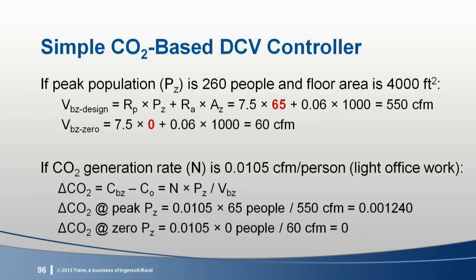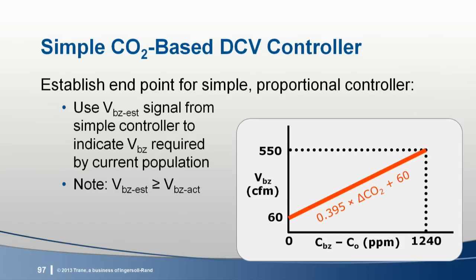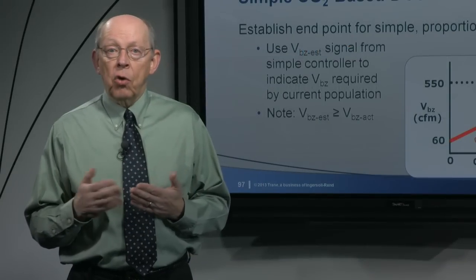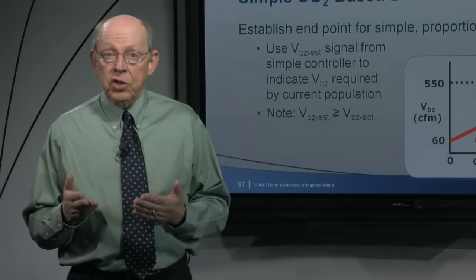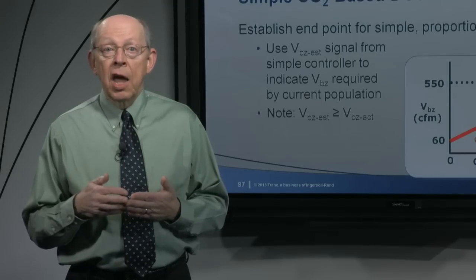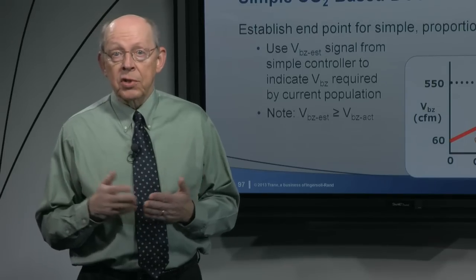These values define the endpoints for a simple proportional controller. The controller itself is simply a straight line between these 2 points. As population changes, differential CO2 changes, and the controller indicates a corresponding change in estimated breathing zone outdoor airflow. This corresponds to a change in required outdoor air intake flow for both single zone systems and demand control zones in 100% outdoor air systems, and it can be used to modulate outdoor air dampers directly in those systems.